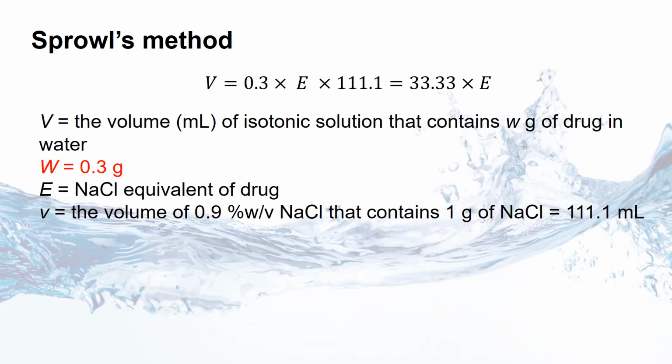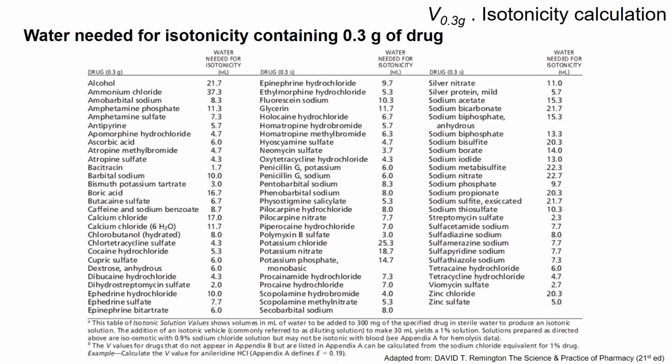But how are we going to find the V 0.3? Again, it is based on the equation developed by White-Vincent. Here, we just substitute the W with 0.3, and you get that V 0.3 gram is equal to 223.3 times E 1%. There are a few references that will give you the list of V 0.3 gram of certain ingredients, including the active drugs.